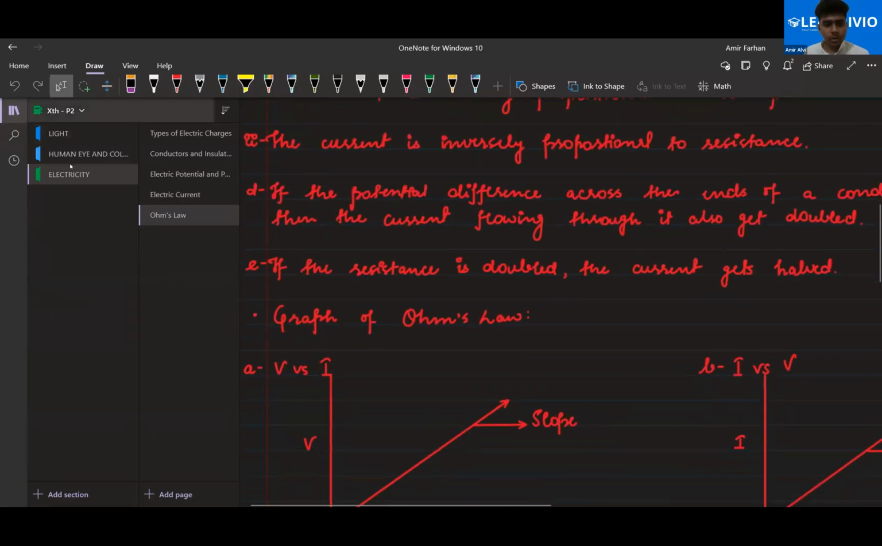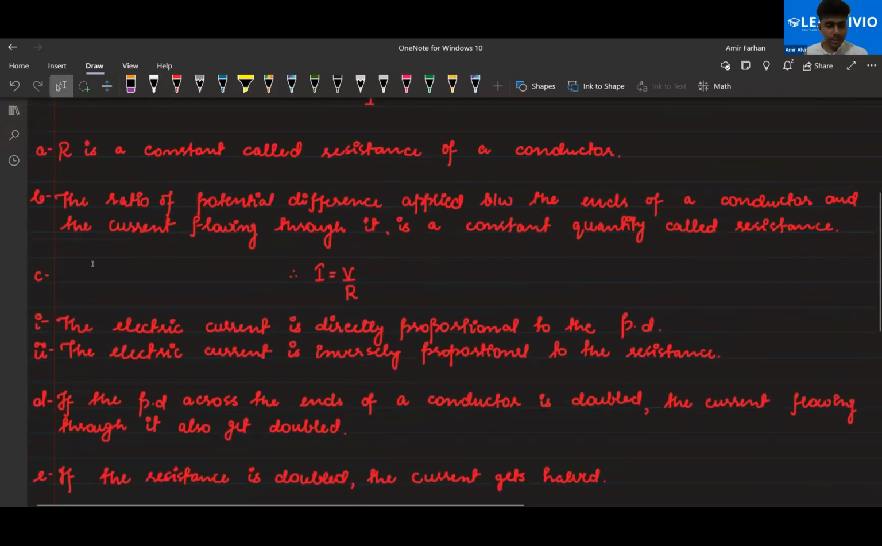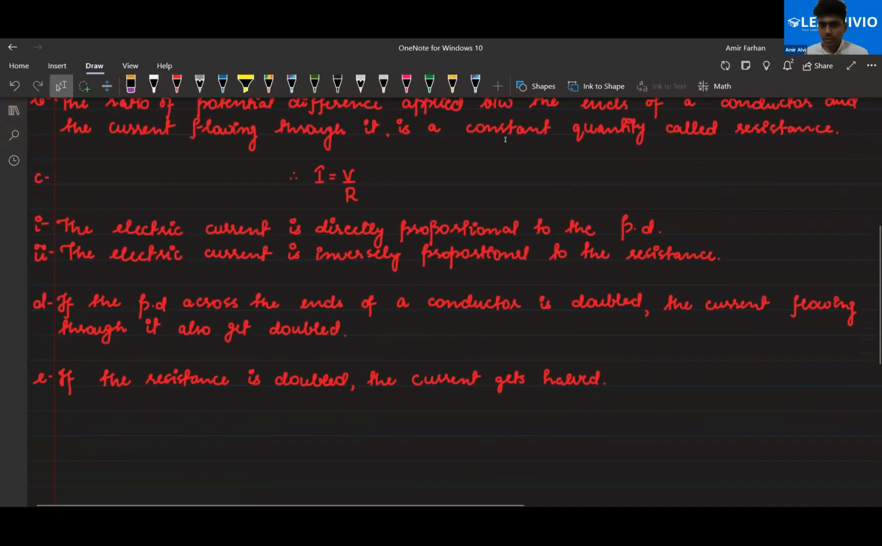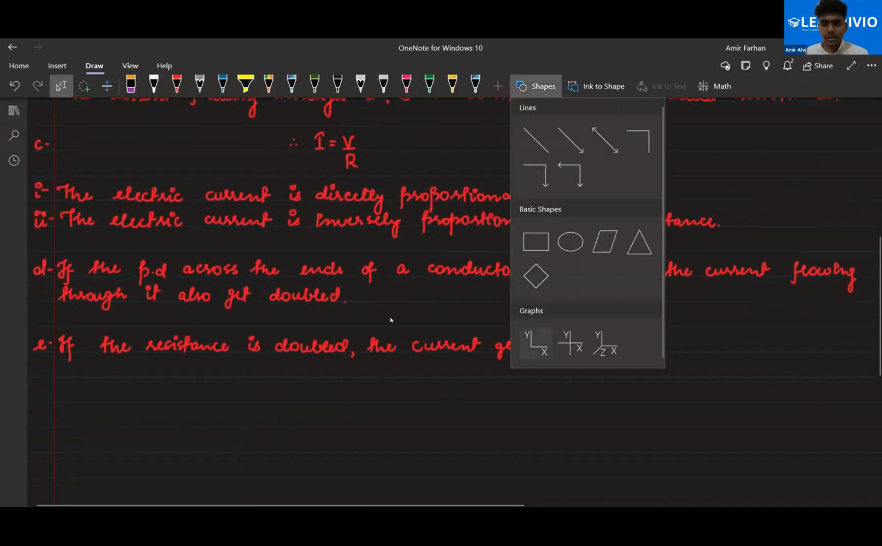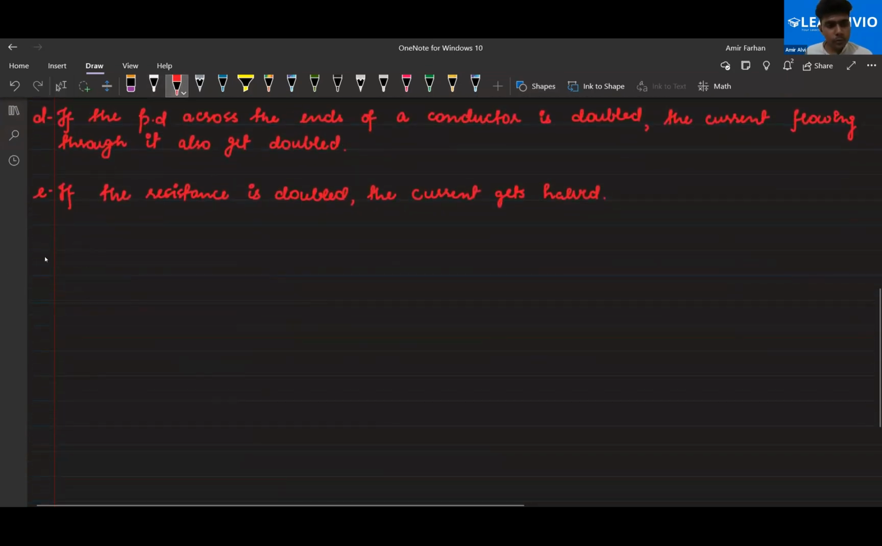Okay. So now let's understand the Ohm's law graph. Actually, I was just looking at the sequence that I followed in the previous batch so that the notes remain the same. That will be a little bit more organized. Okay. So now let's understand the graphs of Ohm's law.